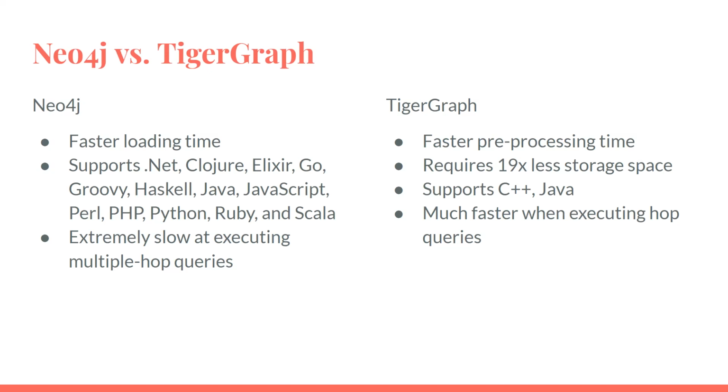Neo4j supports .NET, Clojure, Elixir, Go, Groovy, Haskell, Java, JavaScript, Perl, PHP, Python, Ruby, and Scala, where TigerGraph only supports C++ and Java. And lastly, TigerGraph is much faster than Neo4j when executing hop queries, and especially multiple hop queries.